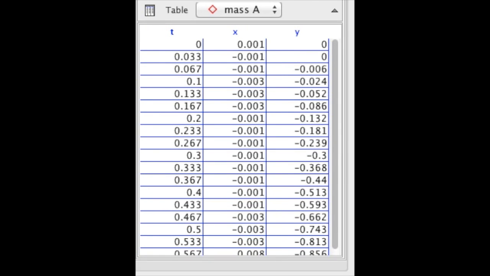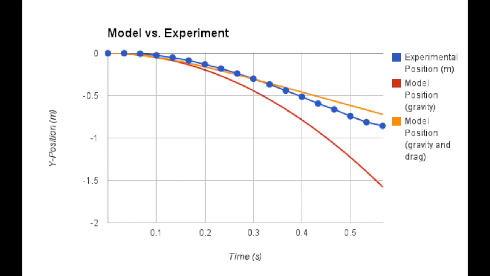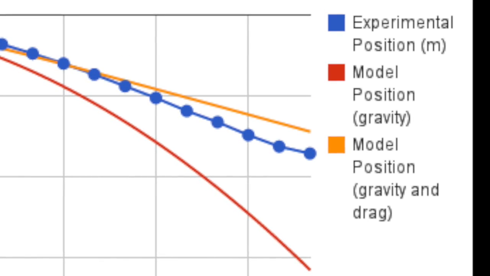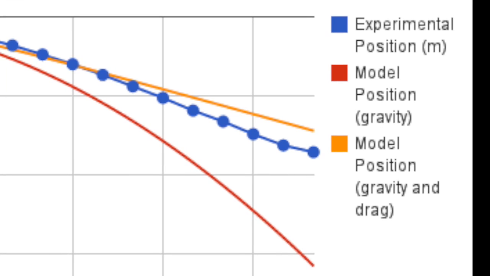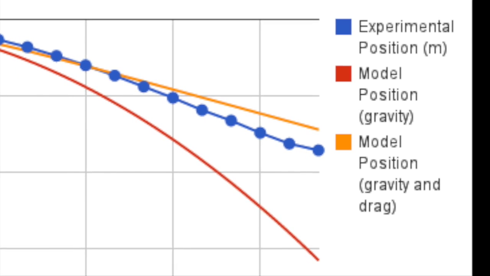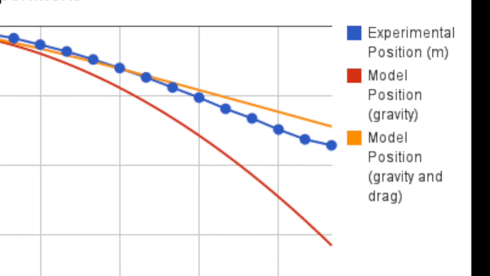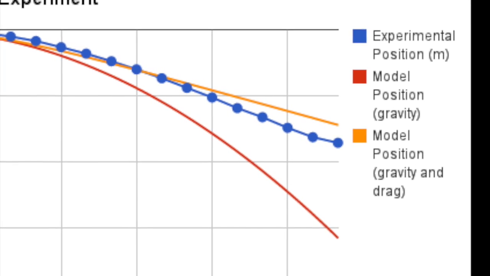The data extracted from the Tracker table and the data generated by the computational models were combined to form the graph shown. As seen, each model graph varies from the experimental graph. However, the model graph that includes the gravitational and drag force that are acting on the bottle is more analogous to the experimental graph, showing its greater accuracy.